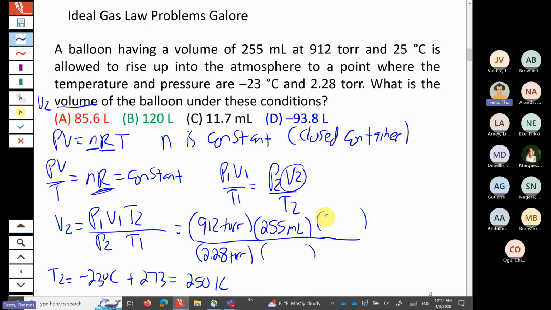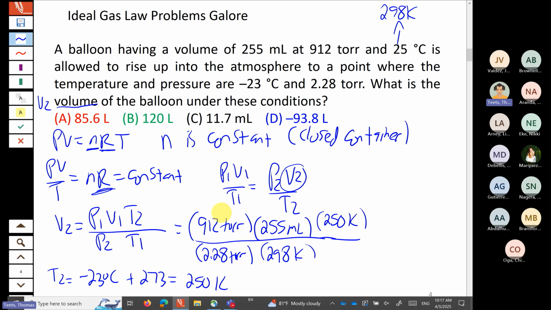So that's T2. We have to make sure we put everything in the right order. That's one of the only things you have to be careful about in these types of problems. Make sure your T2, T1, all those are straight. 250 K for T2, T1, 25 degrees Celsius plus 273 is 298 Kelvin. So I put that here in the bottom for T1.